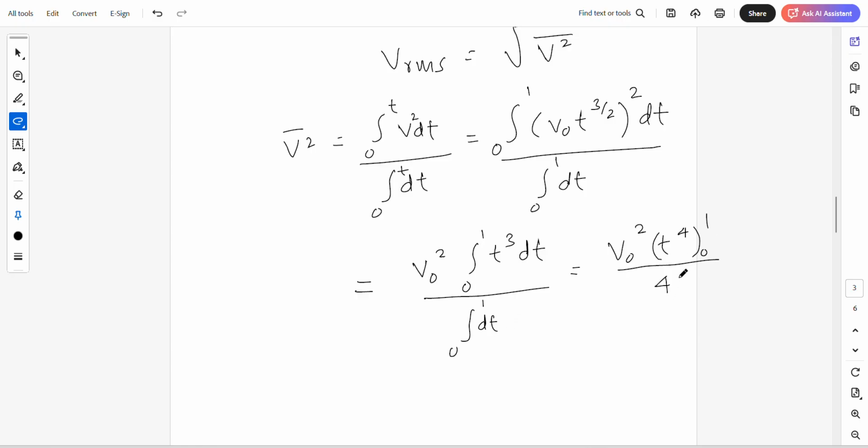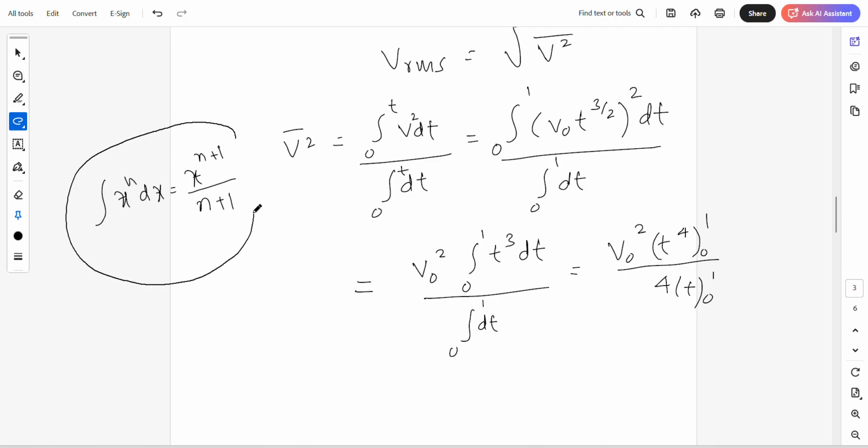What is integration of dt? It is t, limits of integration 0 to 1, okay. We know that the integration of x to the power of n is x to the power of n plus 1 divided by n plus 1. This concept we are using here. Integration of t to the power of 3 is nothing but t to the power of 4 divided by 4, okay.